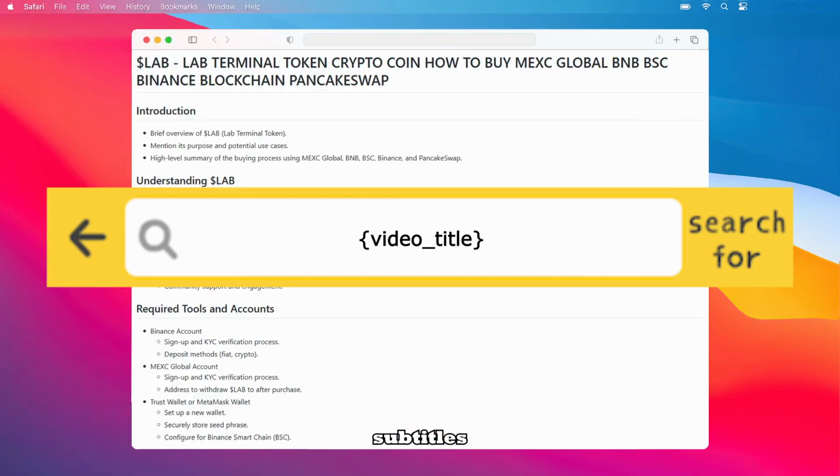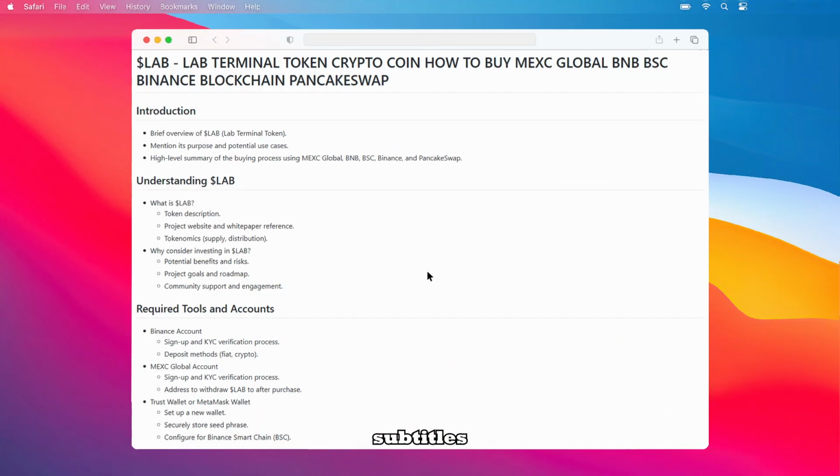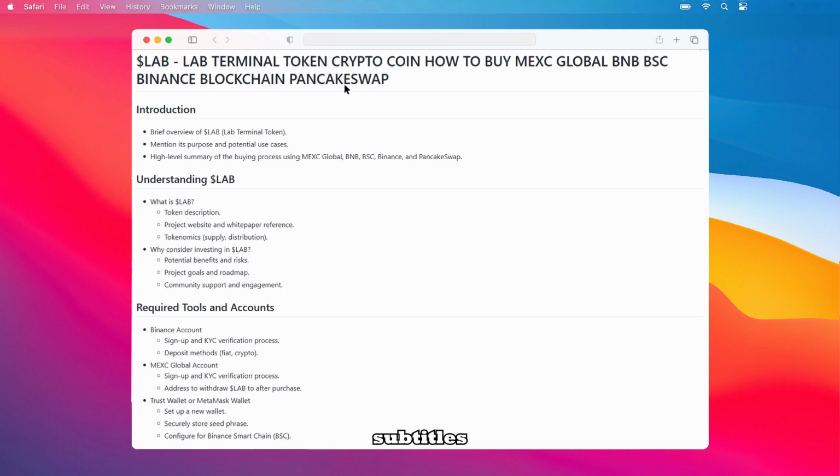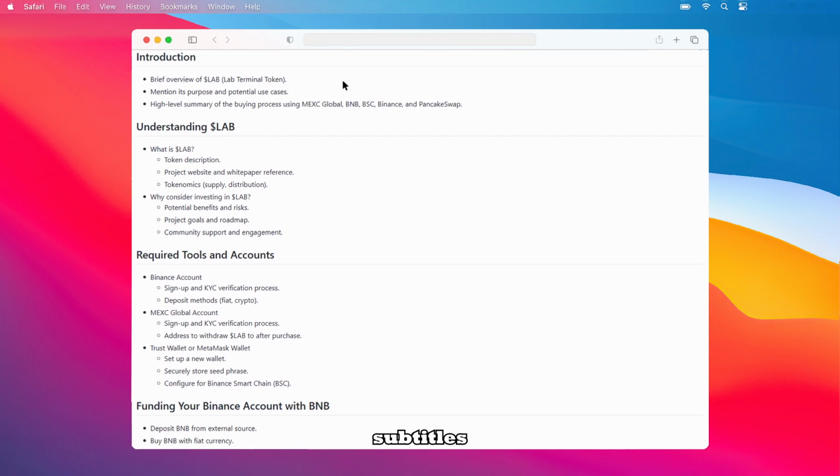Today, we're diving into the world of $LAB, the Lab Terminal token. This crypto coin has some interesting potential use cases, and we're going to explore how you can get your hands on it. We'll walk you through the buying process, using platforms like MEXC Global, BNB through the Binance Smart Chain, and PancakeSwap, giving you a high-level summary of each step along the way.